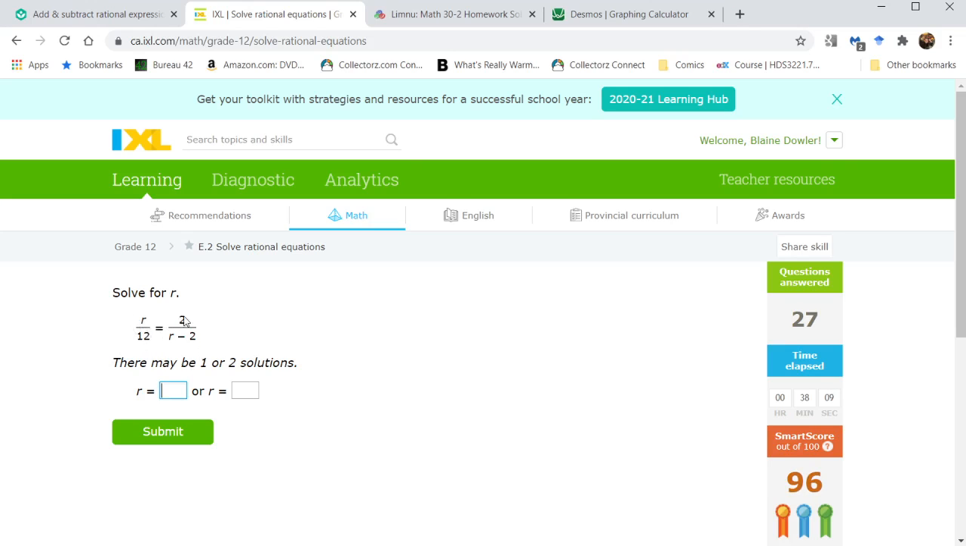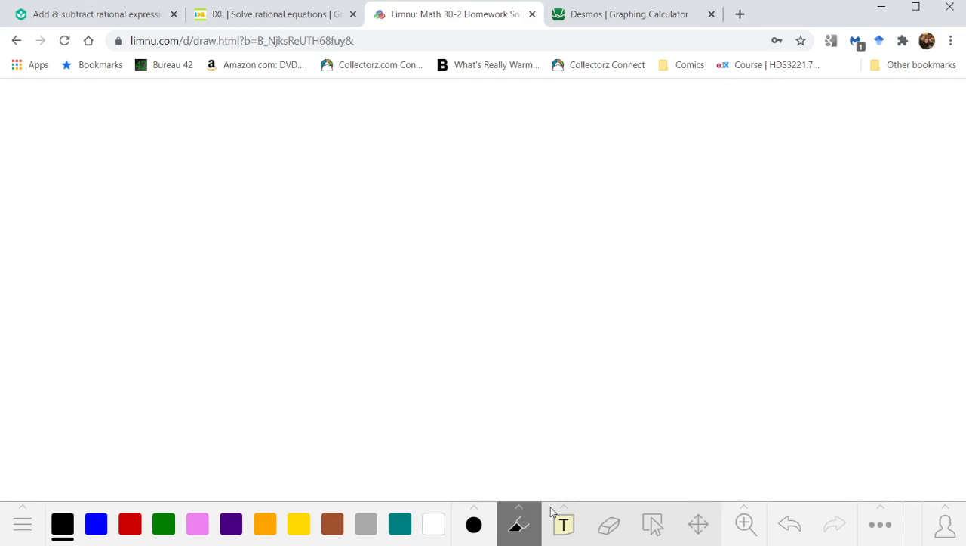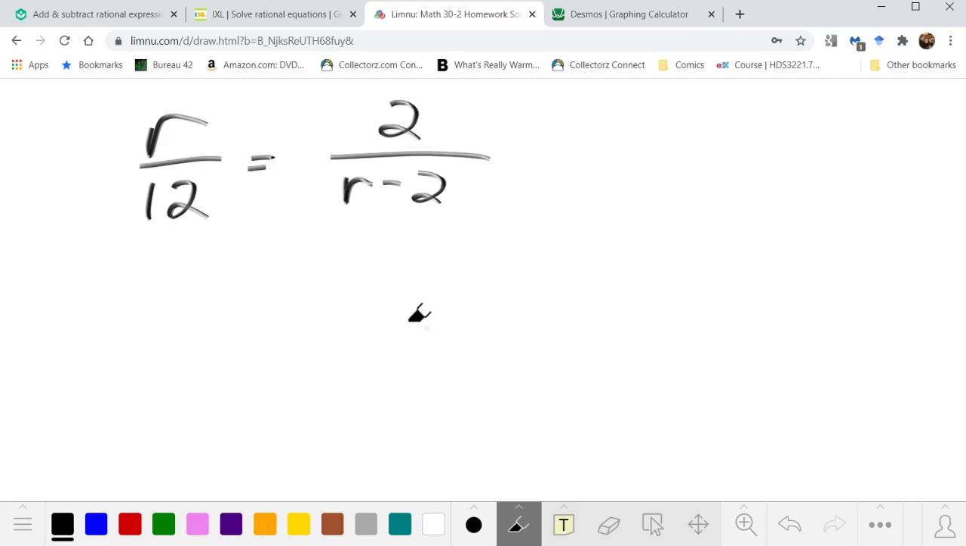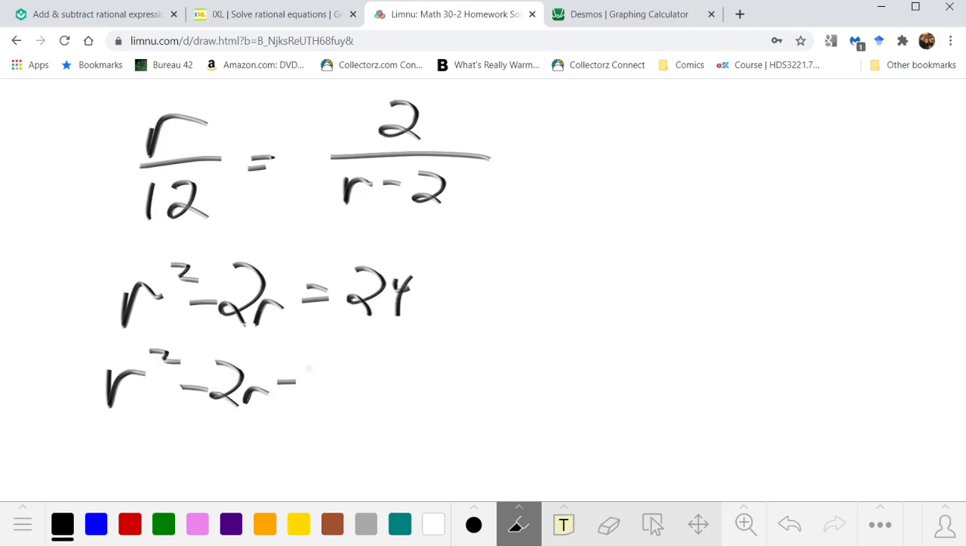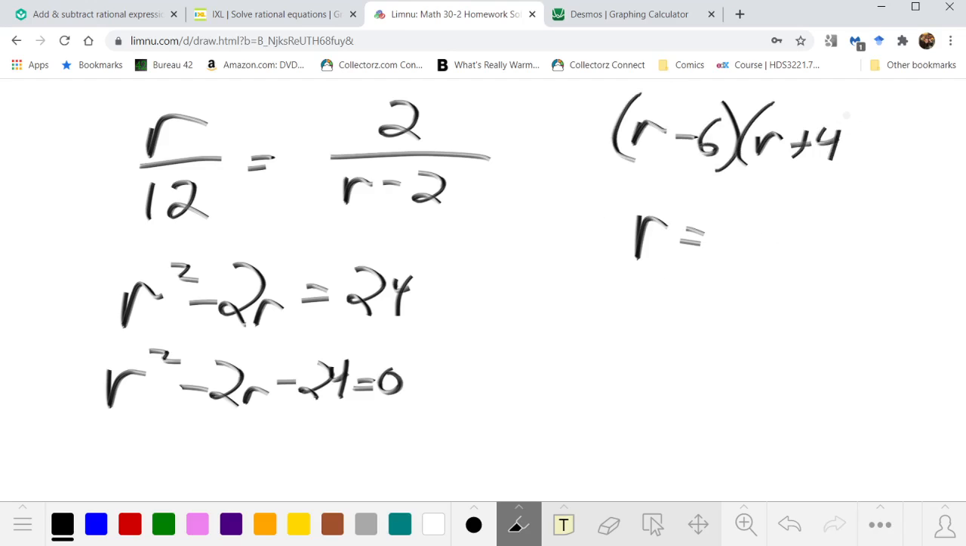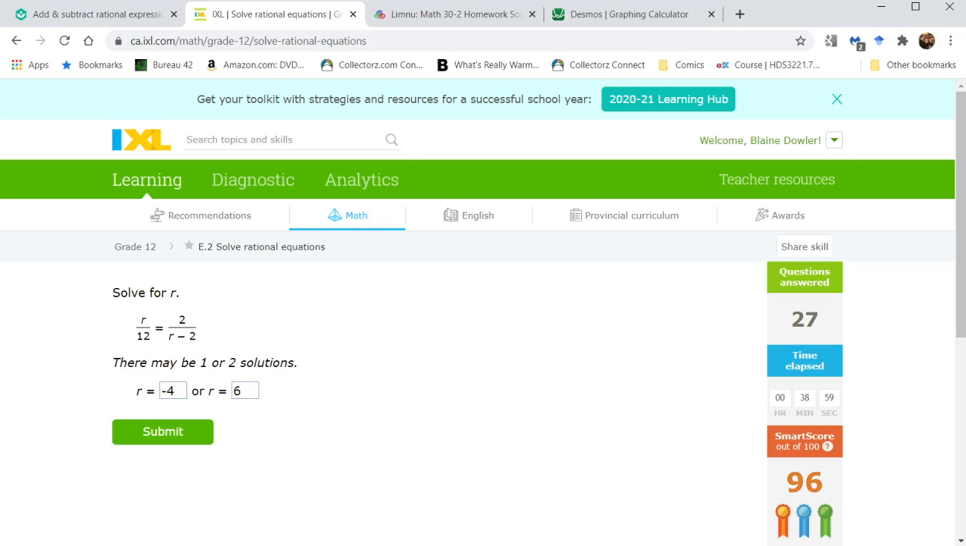Now here, r over 12 equals 2 over r minus 2. So that's r squared minus 2r is 24. R squared minus 2r minus 24 is 0. So we're going to have, in factored form, r minus 6 times r plus 4. So r is either 6 or negative 4. 2 is the only non-permissible value. So this works well, a negative 4 and a 6.